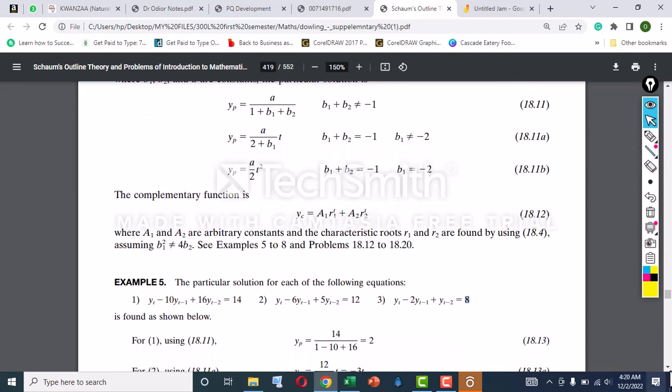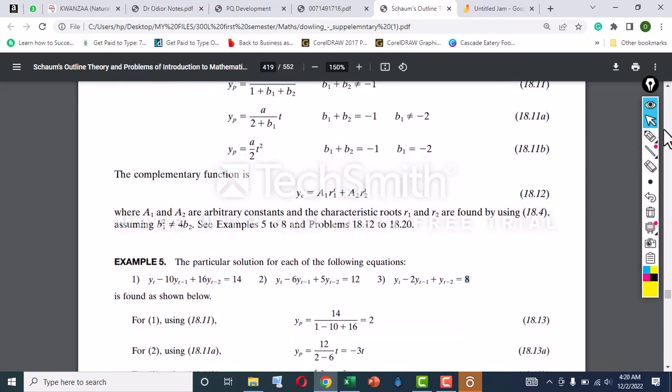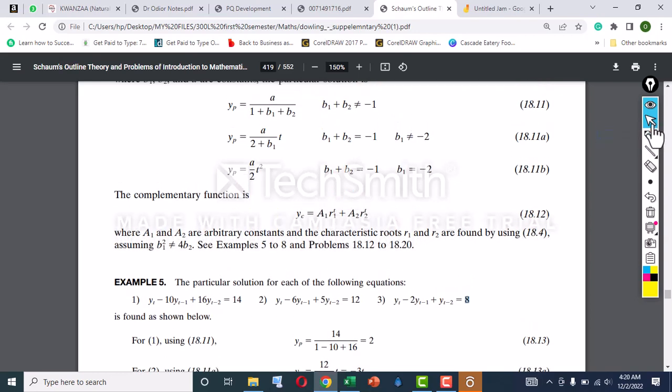So the first question, we have to find a particular solution.